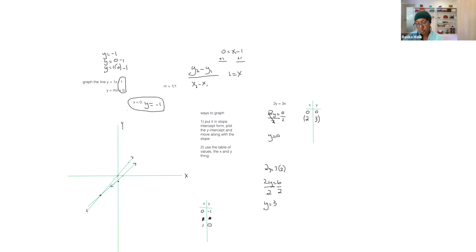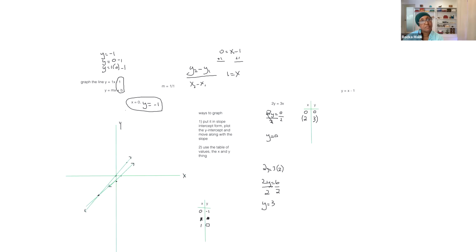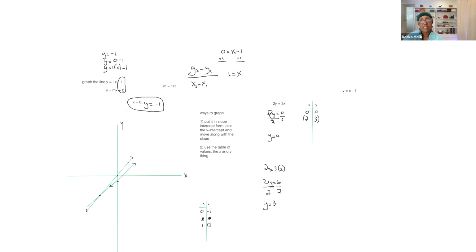One of them was y equals x minus 1. And the other one, where is it? Is 2y equals 3x. y equals 3x.